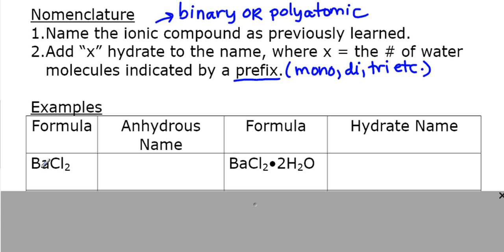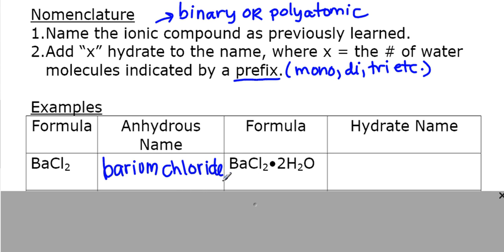So metal and nonmetal, this is binary. This is barium. I don't need any Roman numerals because barium only has one charge of +2. And my nonmetal is chlorine, so we call it barium chloride.